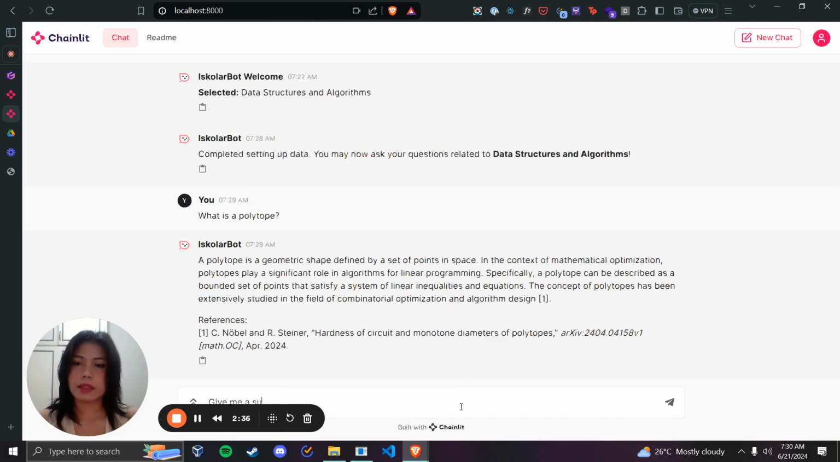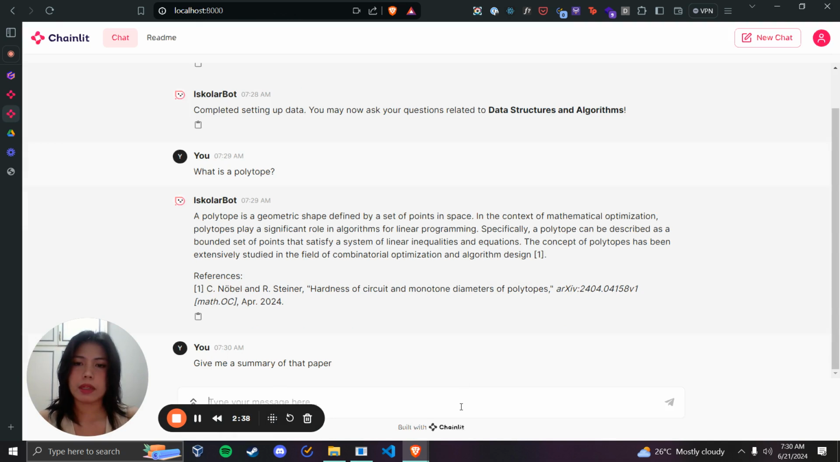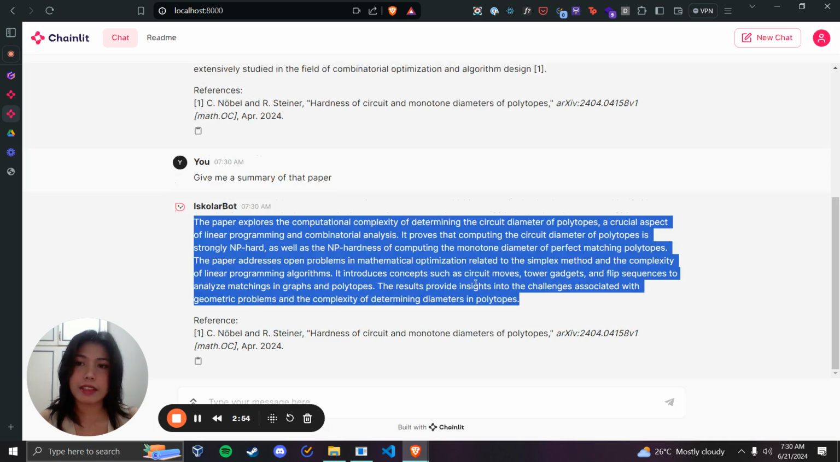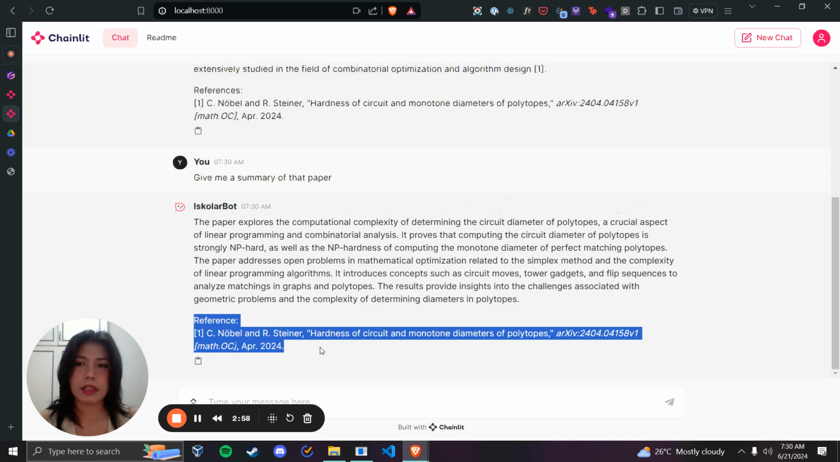Let's see if we can get a summary. Give me a summary of that paper. Notice how I don't include the paper title anymore because it should be able to understand the context of what I am talking about. So let's wait for it to run again. So it generated the summary. The paper explores the computational complexity, and again, it gives us the reference.